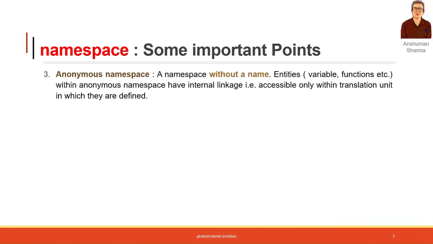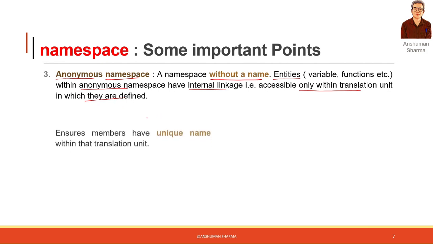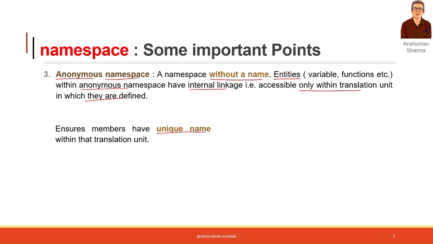Now we can also have anonymous namespace. Anonymous namespace is another type of namespace, that is a namespace, as the name suggests, without a name. All the members that are made part of the anonymous namespace have internal linkage and are only accessible within the translation unit in which they are defined. So if we do not have any naming conflicts, those members should have a unique name within the translation unit, and they are accessible simply by their names.